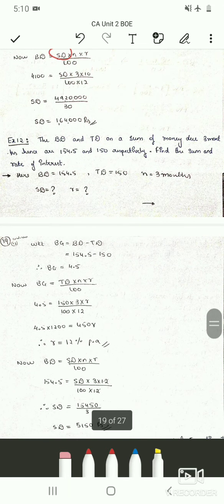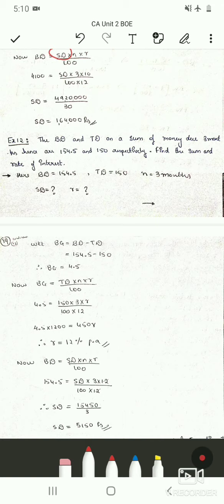So the 12th question is: the banker's discount and true discount on a sum of money due 3 months hence are 154.5 and 150 respectively. Find the sum and the rate of interest. So here two unknowns are asked, and the information given is banker's discount, true discount, and n, which is 3 months.